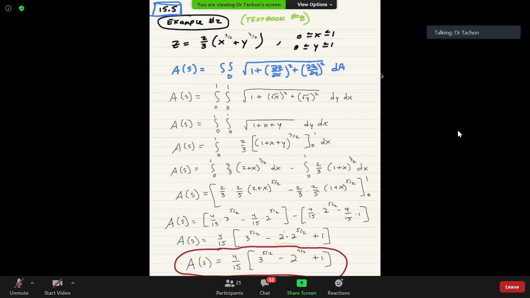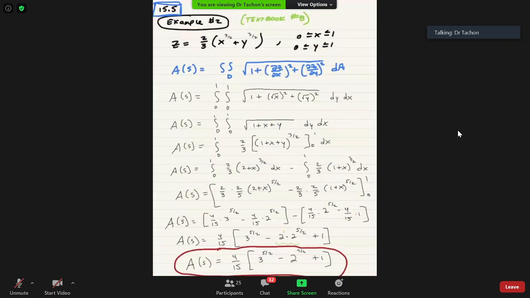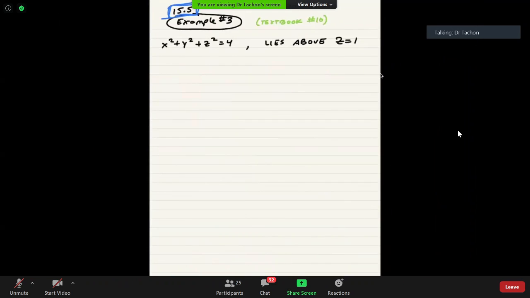Okay. All right. Let's see if we can get a third example in before you guys go home for tonight. All right. This is totally frozen. Just won't. Okay. Let's see if we can get this one done.